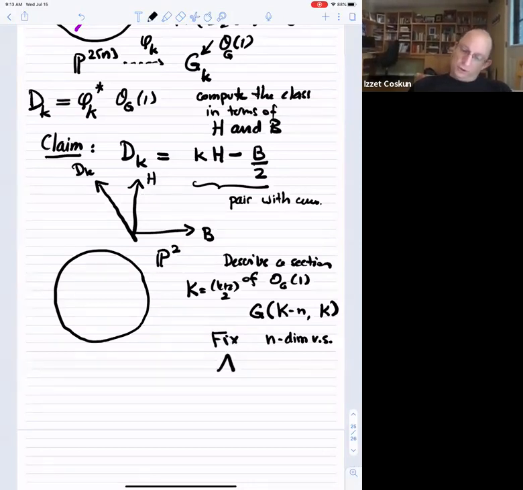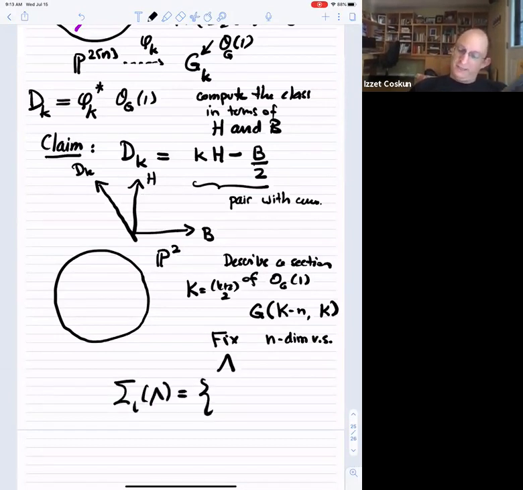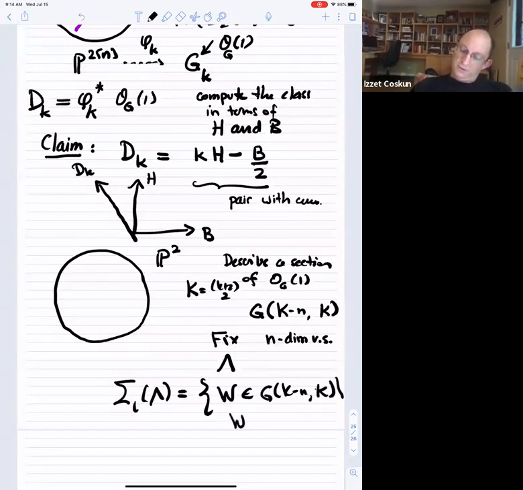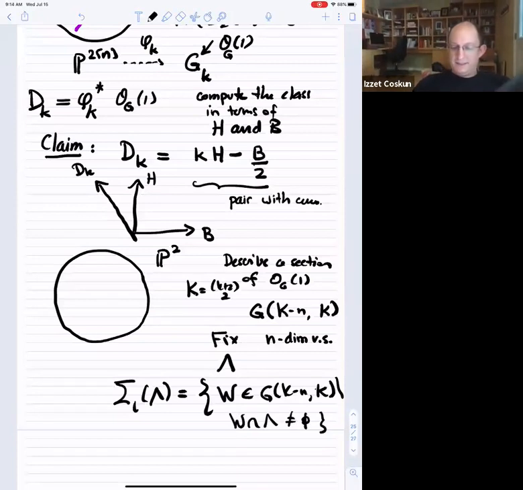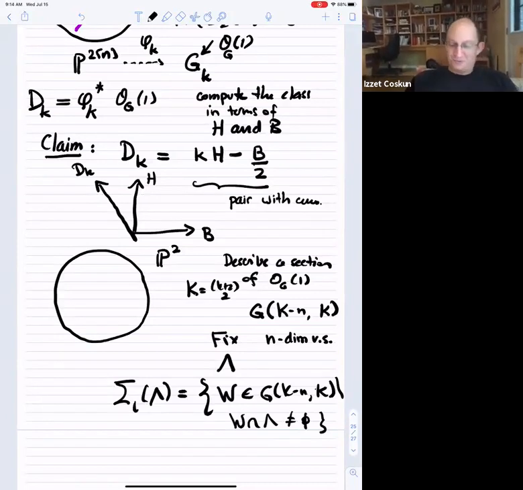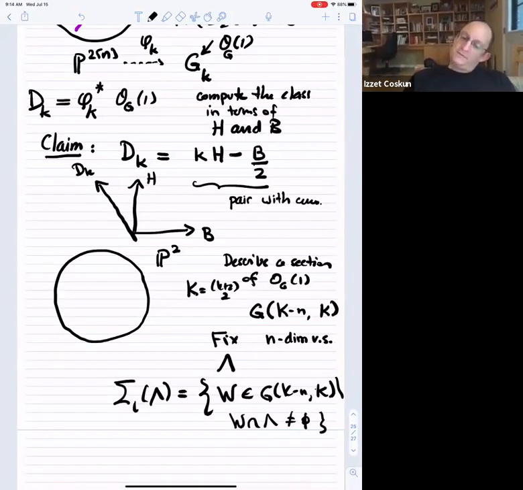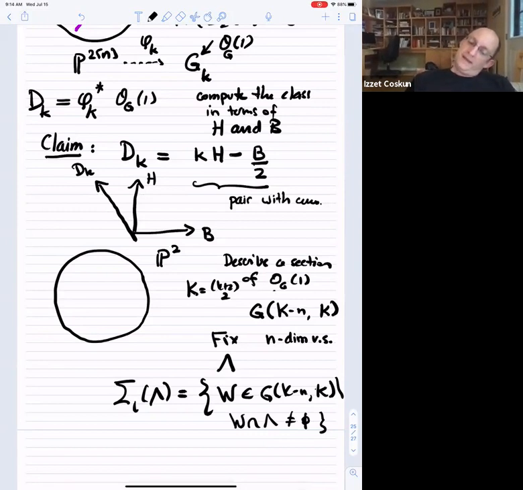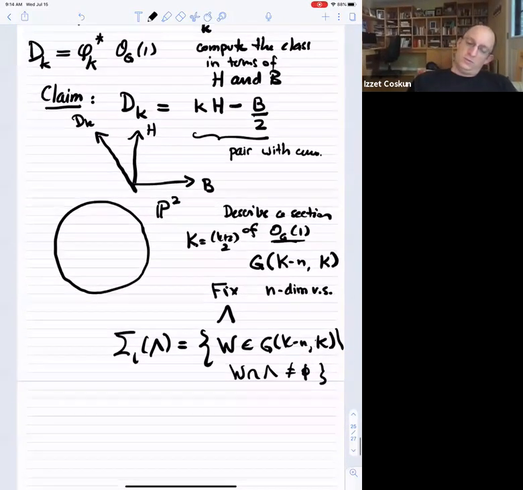And what you do is you look at the locus. This is called sigma 1 lambda. You look at the locus of w in G(k minus n, k) such that w intersect lambda is non-empty. This gives you a divisor in the Grassmannian of planes. It's called the Schubert divisor if you want. And it is what gives the Plucker embedding. It gives you a section of this OG1.